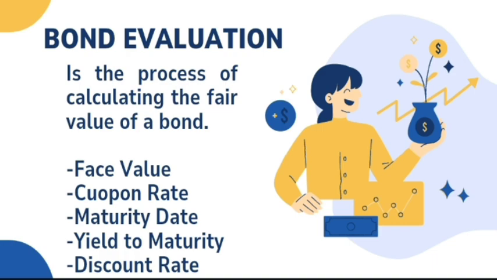Yield to maturity represents the internal rate of return of the bond, providing a comprehensive picture of its potential return, including interest payment and capital gains or losses. It's a complex calculation that takes into account the bond's current market price, face value, coupon rate, and time to maturity.